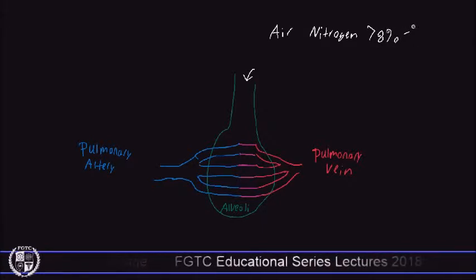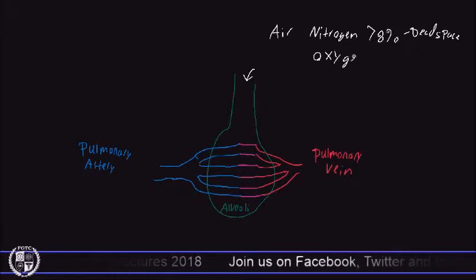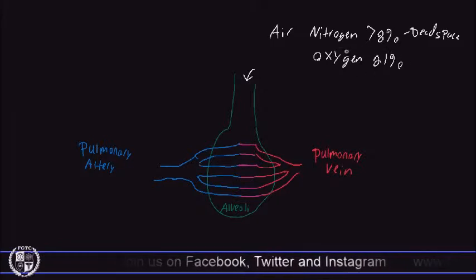Now, this nitrogen is very important because it makes up the dead space of our lungs, and we're going to be talking about that in a different video. Next up, oxygen is the next most abundant gas that we have, and it's 21% oxygen. This 21% oxygen is really important because this is what we're breathing in.